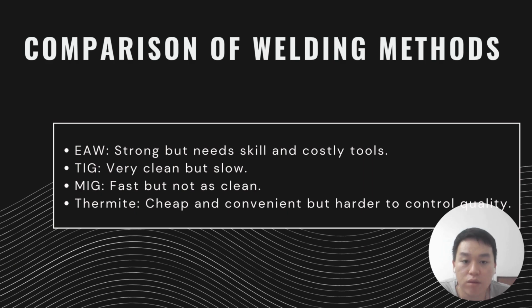For the comparison of welding methods, EAW is strong but needs skills and costly tools. TIG is very clean but very slow. MIG is fast but it's very dirty. Thermite is very cheap and convenient but harder to control quality.